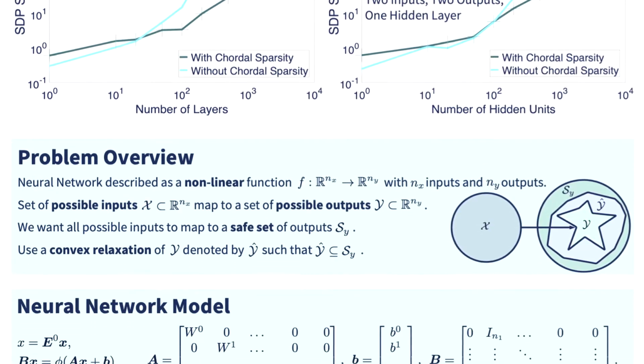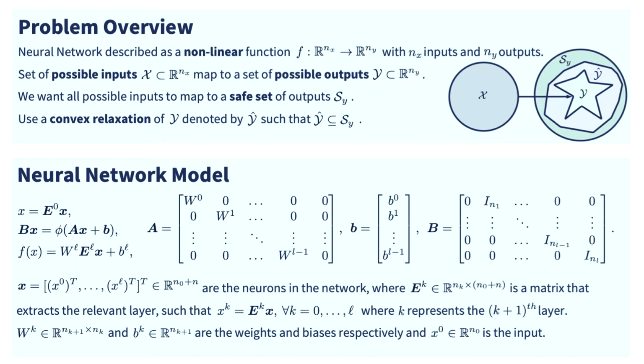The general problem of verifying a neural network is to ensure that all inputs map to a safe set of outputs, S_Y, which is a superset of all possible outputs. We consider a feed-forward, fully connected neural network written in matrix form, where W_k and b_k are the weights and biases of the k+1 layer in the network.